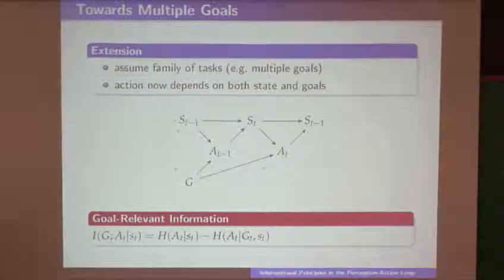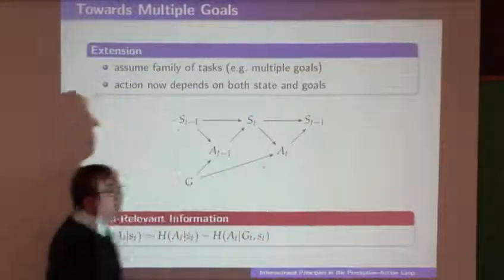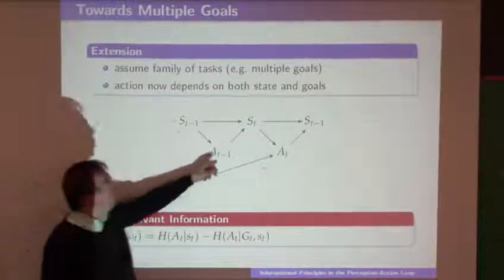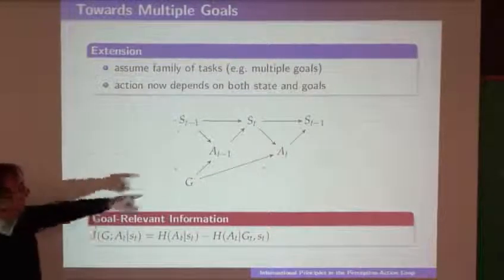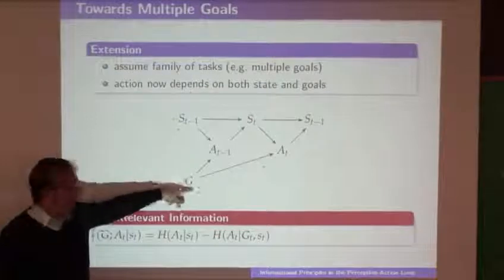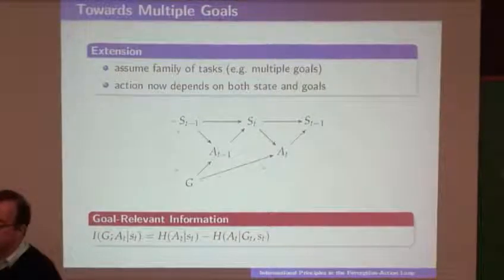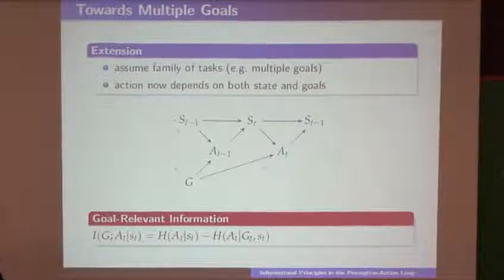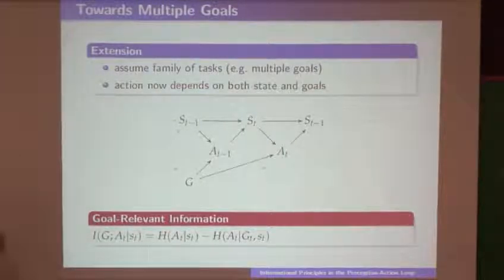If that's the case, then you can look again at our old perception-action loop. But now the policy that you choose does not only depend on the sensor state or the state of the world. It also depends on the goal you picked. This is now a random variable. We assume it's fixed for the run, so you choose the goal and then you stick to it. Now, the goal-relevant information, we will split it by state.